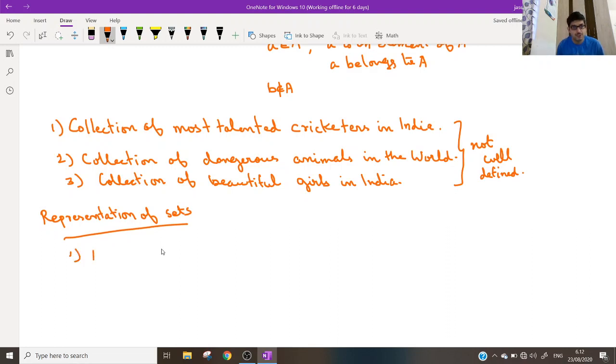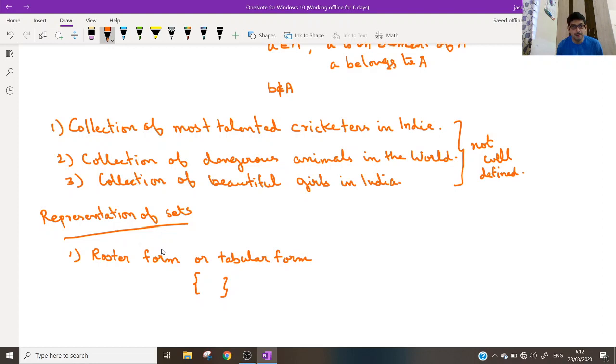One is roster form, or tabular form. In roster form or tabular form, we have to list all the elements separated by commas, then put them in a bracket, this curly bracket. So this bracket will be used to write a set in roster form, and we list all the elements separated by commas. Between two elements we have to write a comma.